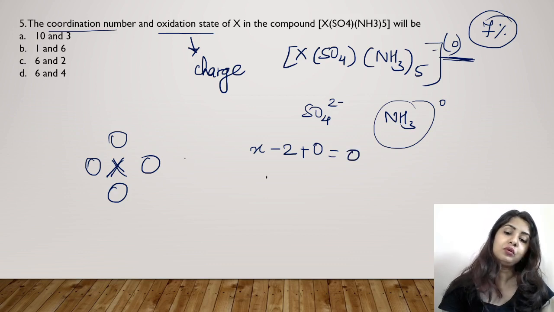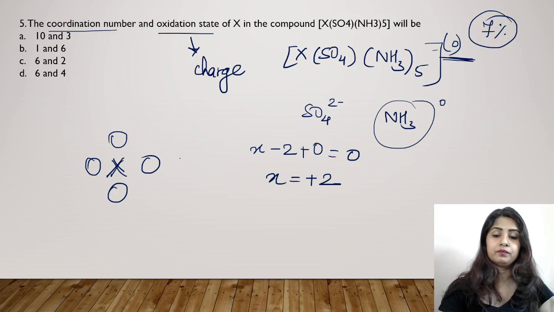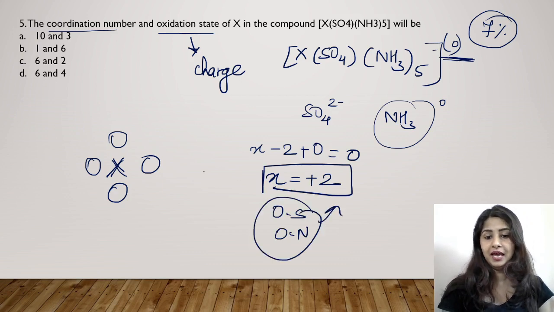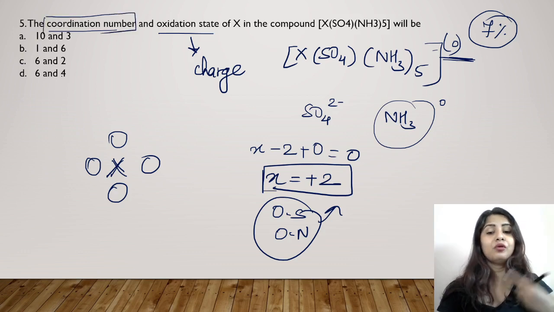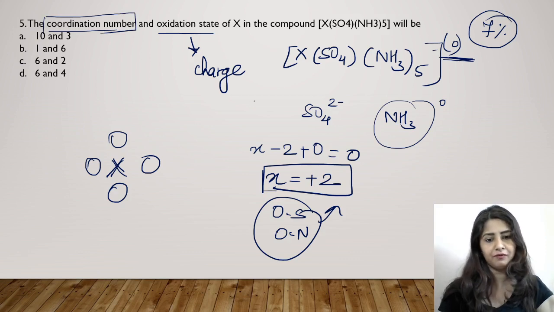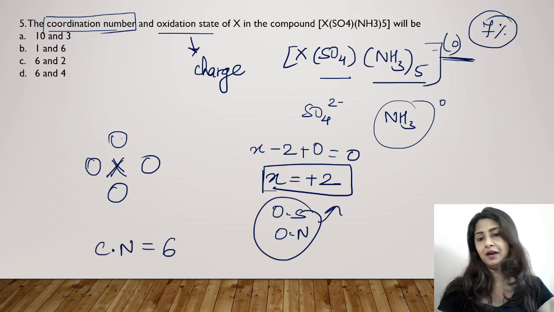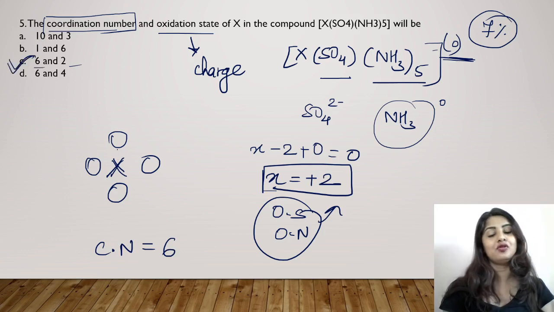So from here we get that x is equal to +2. So the oxidation state or oxidation number is +2 for X, right? And the coordination number, the number of species surrounding X, is the coordination number. You have 5 ammonia and 1 sulfate, so the coordination number of X is 6. Do we have any option like that? Coordination number 6, yes, and oxidation state 2, yes. So option C is the correct answer. I hope I have cleared your doubt on this question. Thank you.